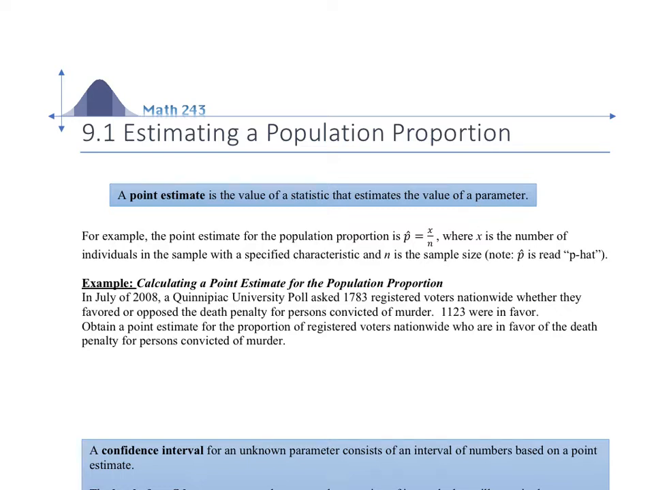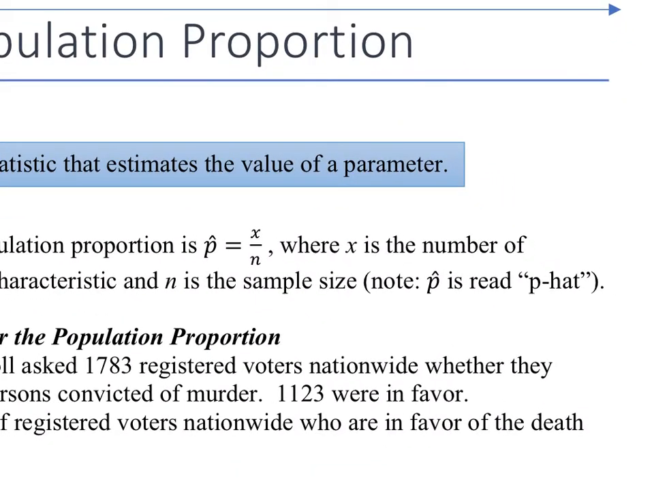For example, if we talk about all cars in America, there is an actual percentage of all cars that are gray, but I'm pretty certain that nobody knows that exact percentage. But we can get an estimate by collecting a sample and figuring out what percentage of our sample is gray, and that gives us an idea of what the percentage would be for the whole country or whatever the population may be. All right, so the point estimate for a population proportion is what we call p hat.